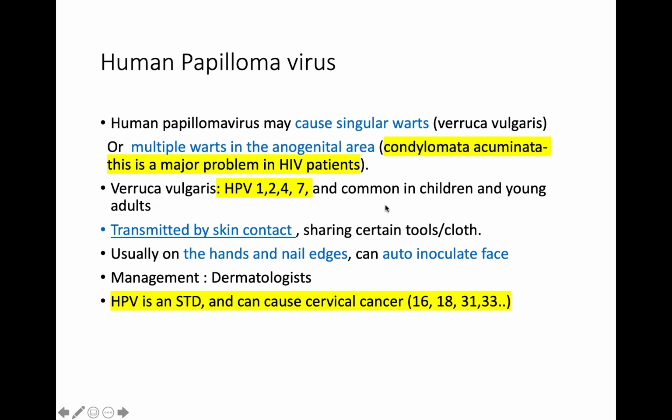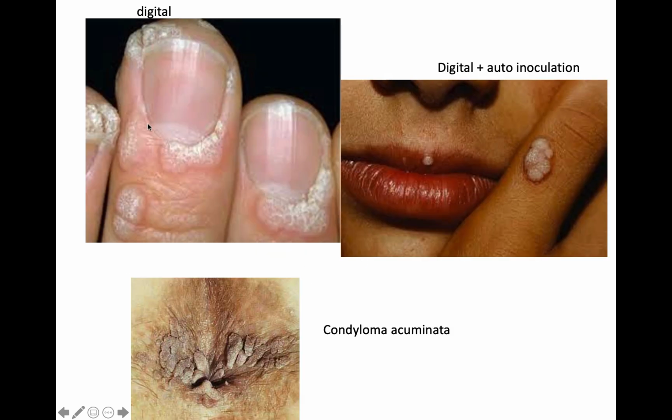Verruca vulgaris is common in children and young adults, transmitted by skin contact, sharing certain tools, cloth, usually on the hands, nail edges, or auto-inoculated to yourself. Meaning wherever you're using, like your fingers, your hands. So nail edges, wherever contact with the tools and the cloth and the people might have it. Management is on the skin, as we said. Liquid nitrogen or something; they have plenty of ways to deal with HPV. So this is HPV, this is someone who auto-inoculated themselves, and this is condyloma acuminata.